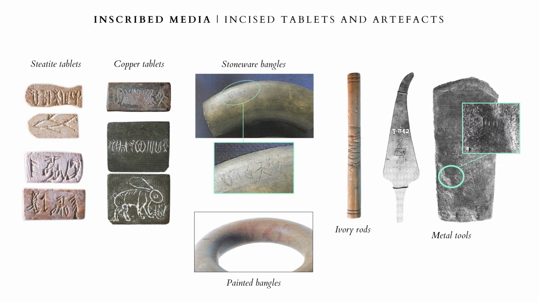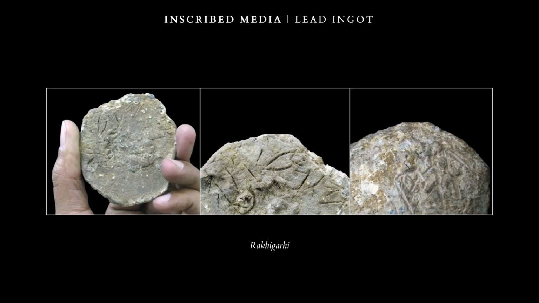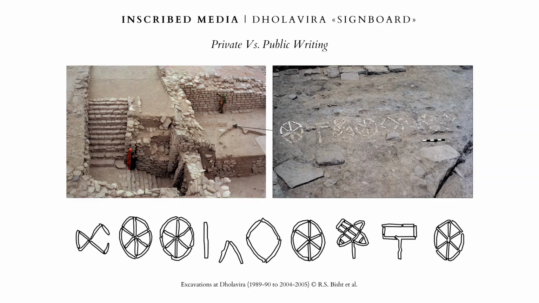A unique example of inscribed objects in the Indus Valley is a plano-convex lead ingot from Rakhigarhi, inscribed with Indus signs on both faces. In the Harappan world, inscribed media were nearly always small objects with tiny, short inscriptions that were visible only as the result of voluntary, personal interactions.